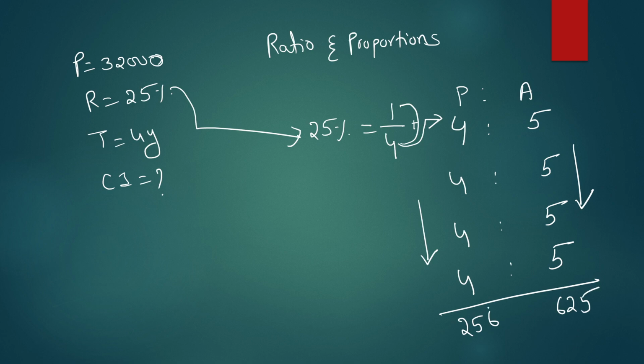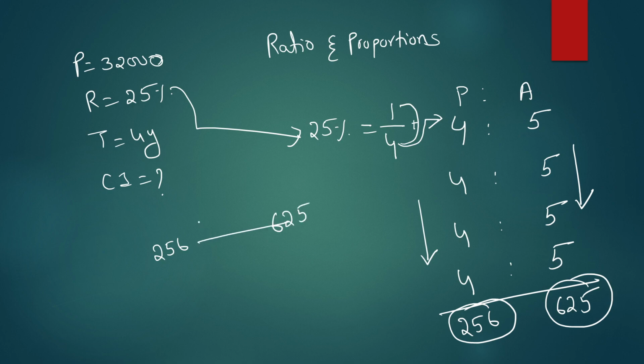That means if I take 256 rupees now, I have to pay back 625 rupees at the end of 4 years. So if I am taking 256 and giving back 625, I am paying an extra amount of 369. That is nothing but my interest. Now, out of principal, interest and amount, you will have one parameter in your problem, and you just have to compare them.